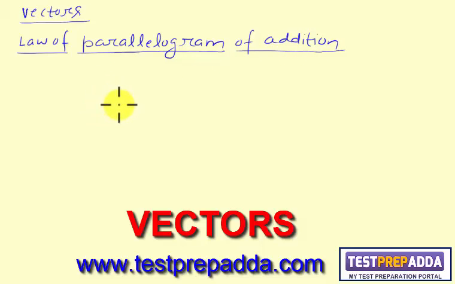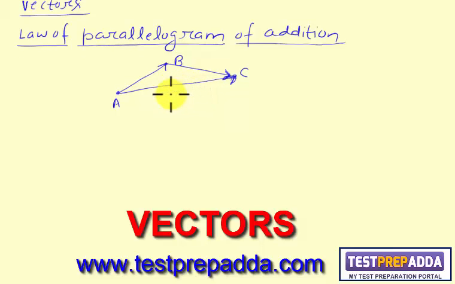Suppose you move from A to B and then from B to C. The resultant is actually A to C. Now to get that, we use law of parallelogram of addition. Now what is this? What is the law?